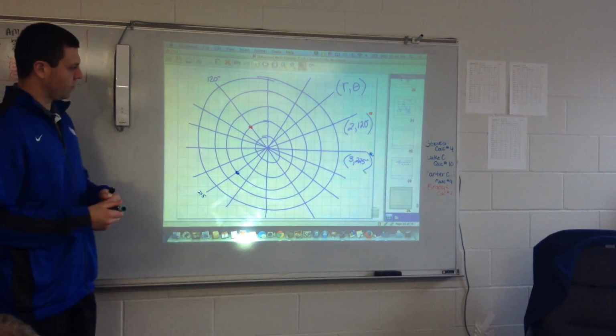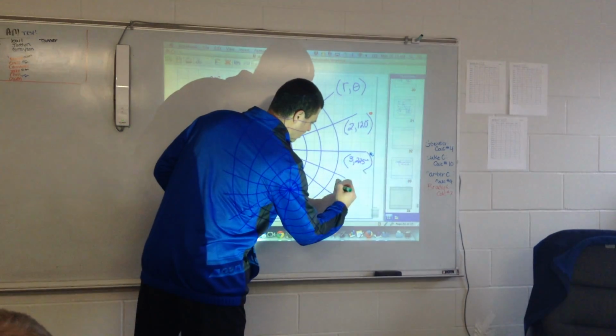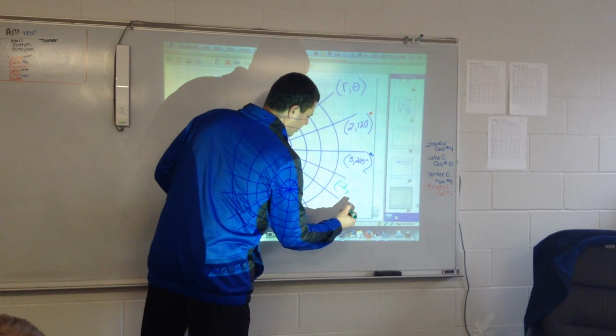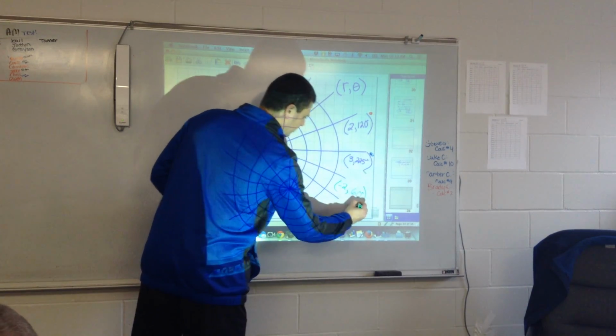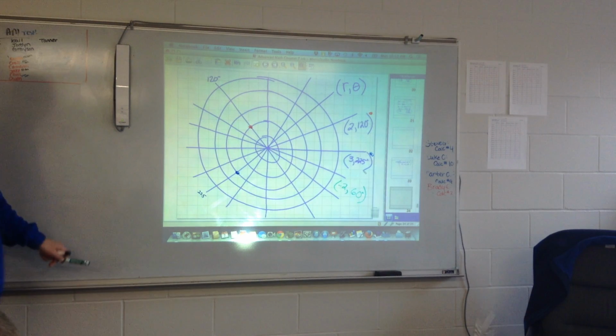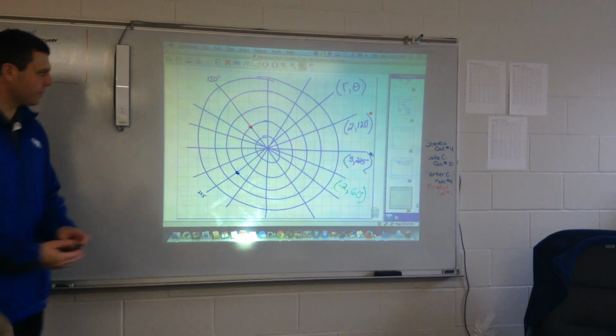What if I gave you this? -2, 60 degrees. Where do you think that would be located? Not that you would ever probably use that a lot. You probably figured out how to make it use a positive value, but how do you think that could work? You go 60 degrees and find it. 1, 2, and then just go the opposite direction? Yep, very good.